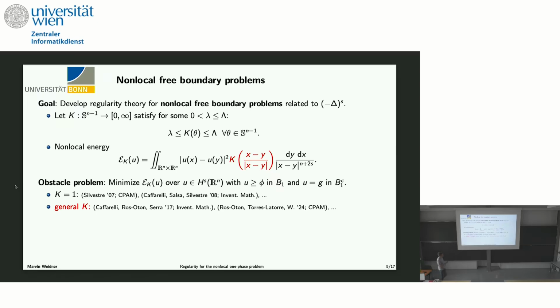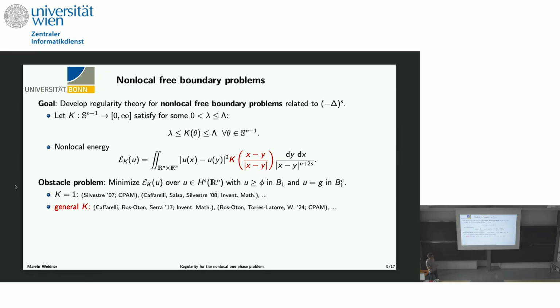And this has been studied already, well, almost 20 years ago in the case that K is equal to 1, in which case you just get the fractional Laplacian. And there, optimal regularity of solutions has been understood, and also the free boundary. There are many results, in particular on the free boundary near regular points, which is quite well understood. And the earliest works are here from Silvestre and Caffarelli, Salsa, Silvestre.